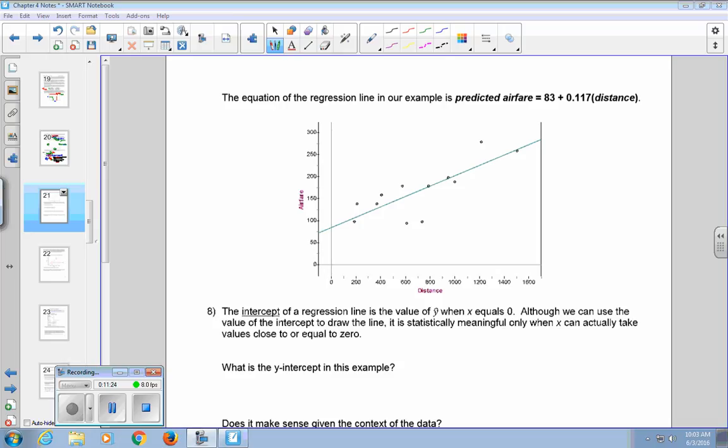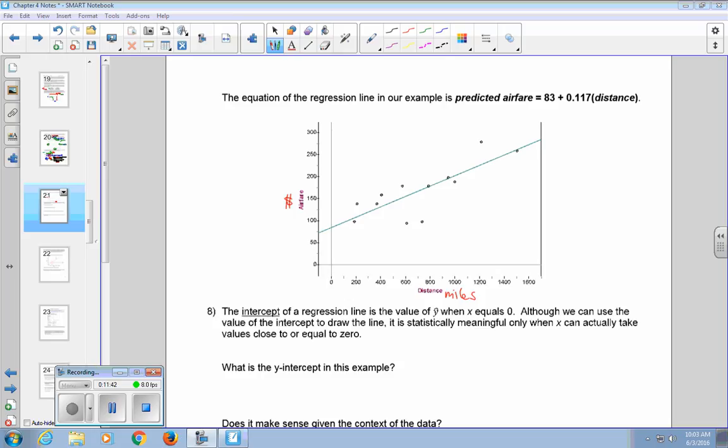Okay, so let's take a closer look at the y-intercept. I've got the equation of the regression line in our example again. It's predicted airfare equal to 83 plus 0.117 times the distance. We've got our scatter plot again. And just a reminder, airfare is measured in dollars, and distance is measured in miles.